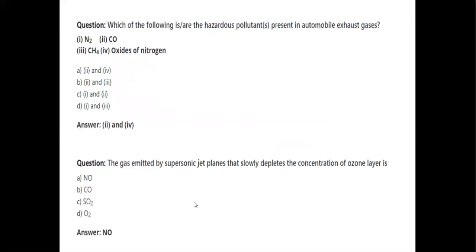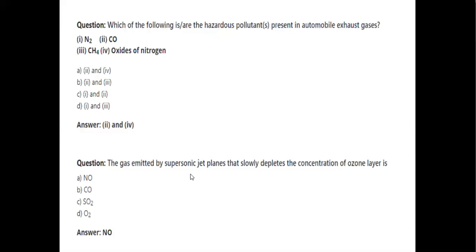Which of the following is a hazardous pollutant present in automobile exhaust? N2, CO, CH4, oxides of nitrogen. It is options 2 and 4. Option 2 is CO, and option 4 is oxides of nitrogen.